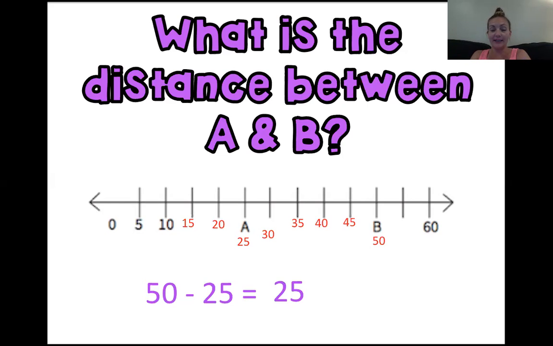I started at A and I said, okay, I jumped on the lines. 5, 10, 15, 20, 25. And when I got to 25, I had landed on B. So I knew they were 25 inches or centimeters apart. It depends what kind of ruler I'm using.